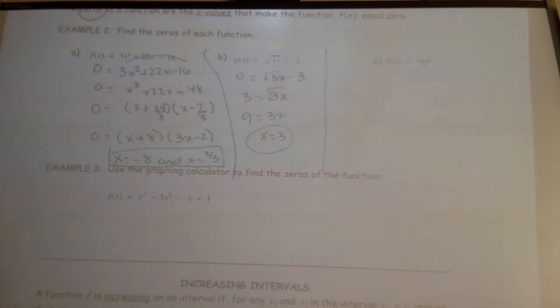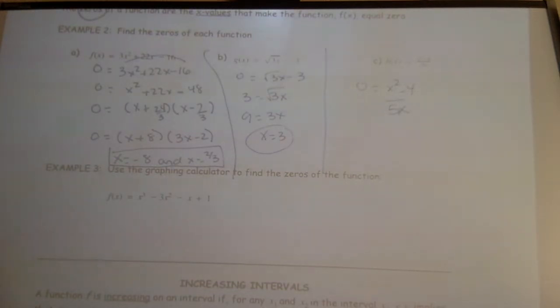C, h of x equals x squared minus 4 over 5x. So we set that equal to 0. When will a fraction be 0? Not when it's undefined, it's undefined. When will it be 0? When the numerator is 0.